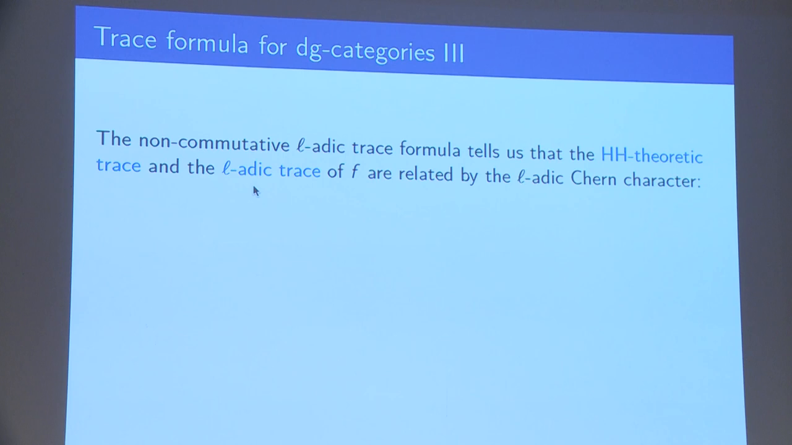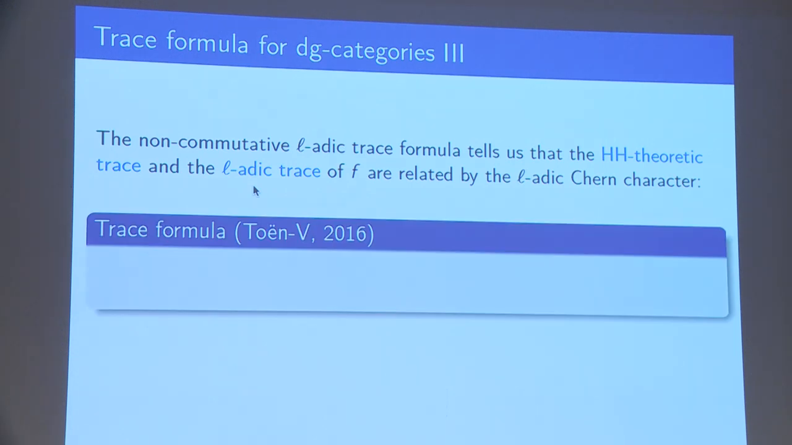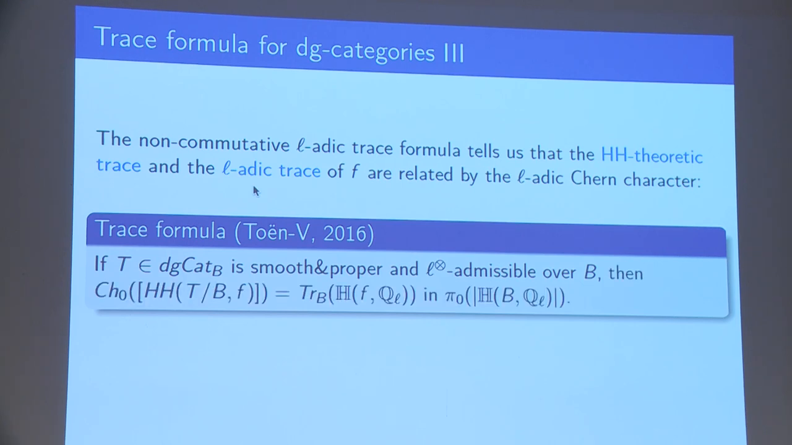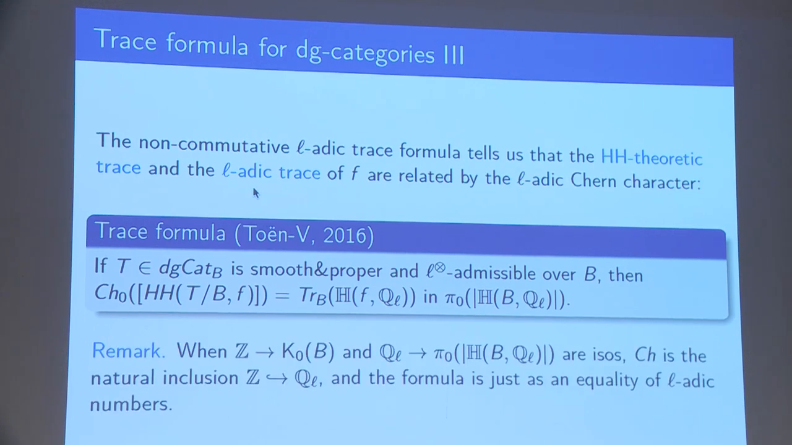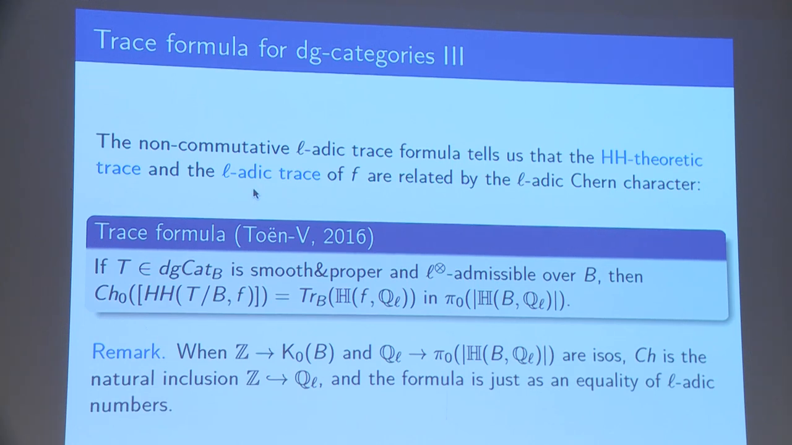And the non-commutative Helladic trace formula tells us that these two traces are related by the Toën character. The theorem is this one. If you have a dg category over B which is smooth, proper and admissible, then you take the Toën character at level zero of the class of the HH-theoretic trace of F. This is the trace of the realization in the pi zero of the spectrum H_B,QL. So there is an easy case: when you have the canonical maps from Z to K0 of B and from QL to pi 0 which are inclusions, then the Toën character is just a natural inclusion, and the formula is just an equality of Helladic numbers.